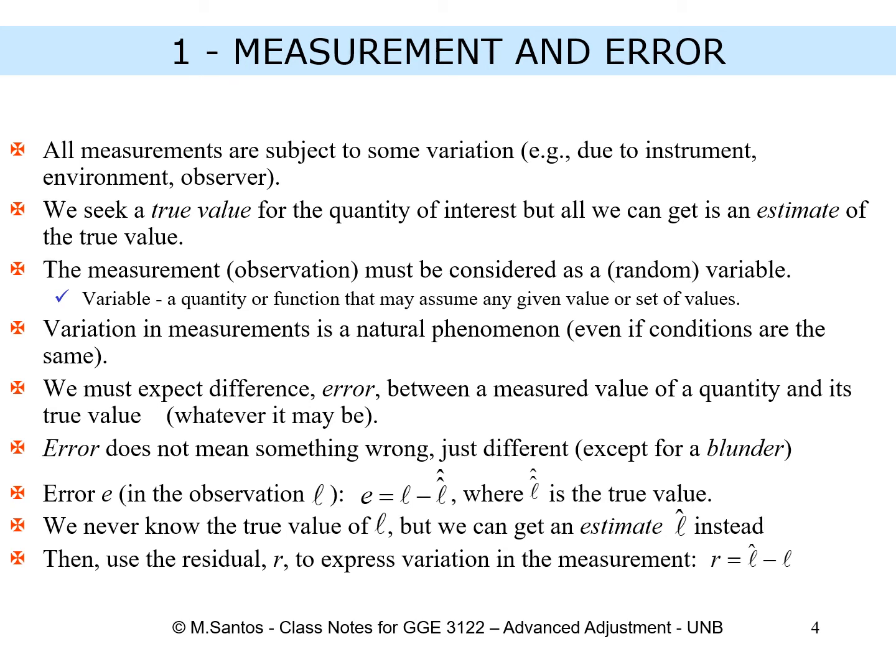The variations in measurements are due to the instrument used, to the environment in which the measurements take place, or even due to human failure. Variation in measurements is a natural phenomenon, even if conditions are the same. The measurement or observation must be considered as a random variable. A variable is understood as a quantity or function that may assume any given value or set of values.